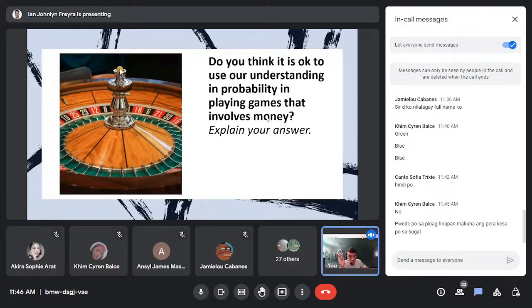So, probability, kaya nga probability, from the word probable, it's not certain. Always. Okay? Oh, may sagot sa chat box si Kim. Pwede po sa pinaghirapan makuha ang pera kaysa po sa sagot. No yung sagot niya. Dapat sa paghirapan makuha pera. Okay, sa sugal. Oh, any other answer?